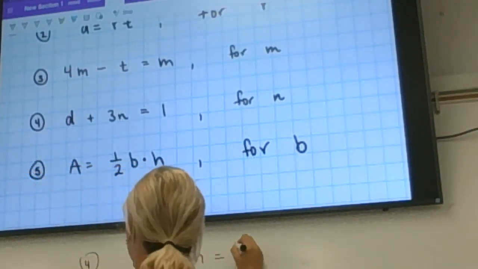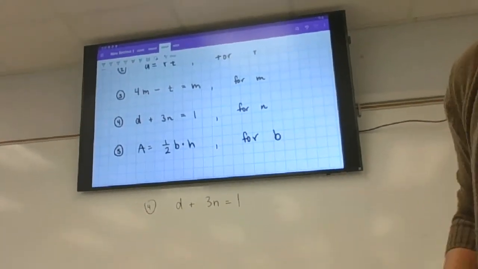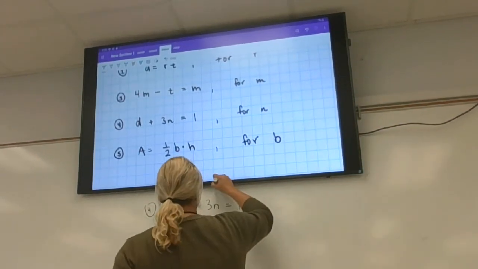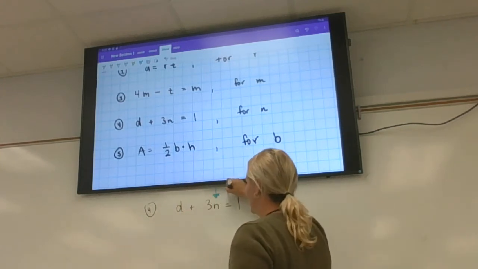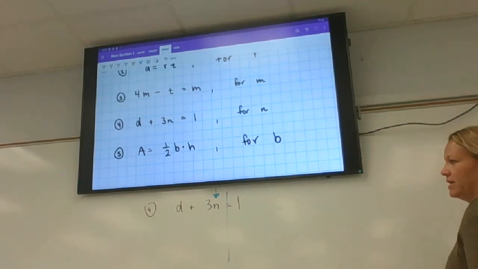Okay, Dominic, what letter are we getting by itself in number 4? N. So I'm gonna put an arrow on it. Let me get my head right and see what I'm looking at. You know what also helps is my equal line. It's a little visual that helps my brain kind of break down what to do.